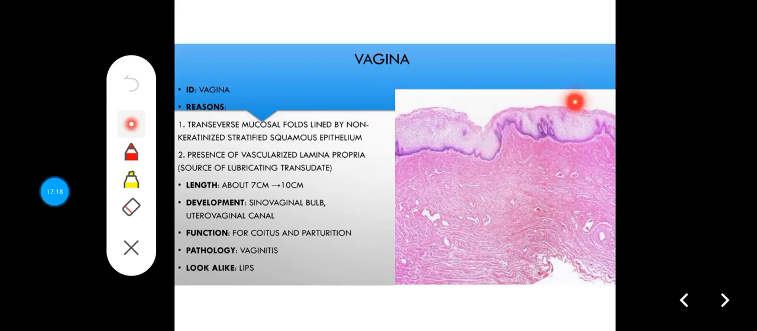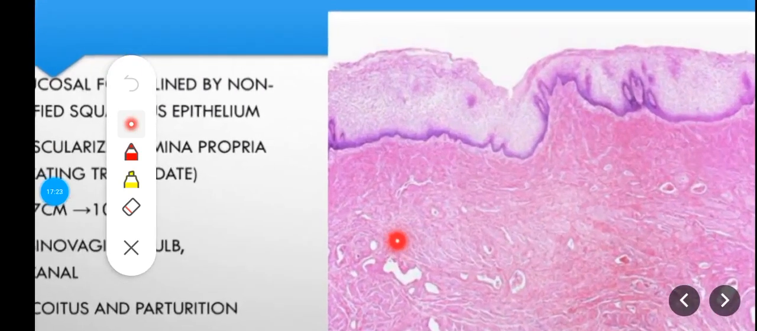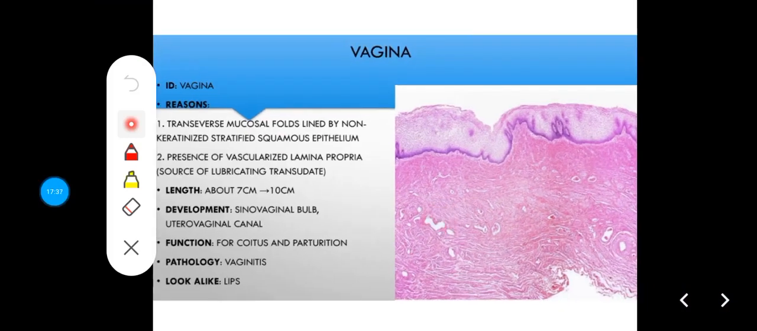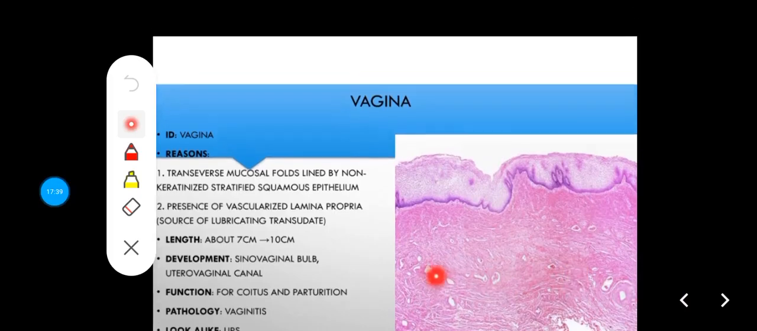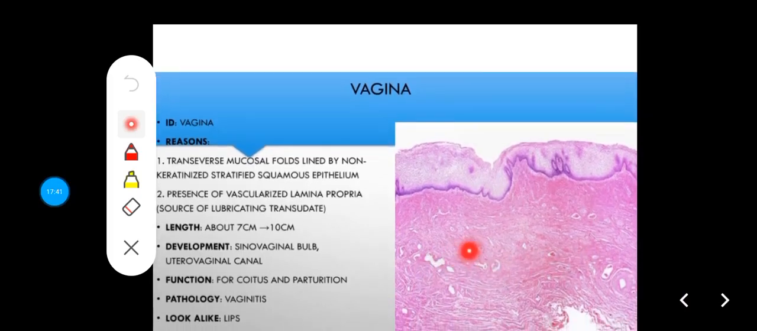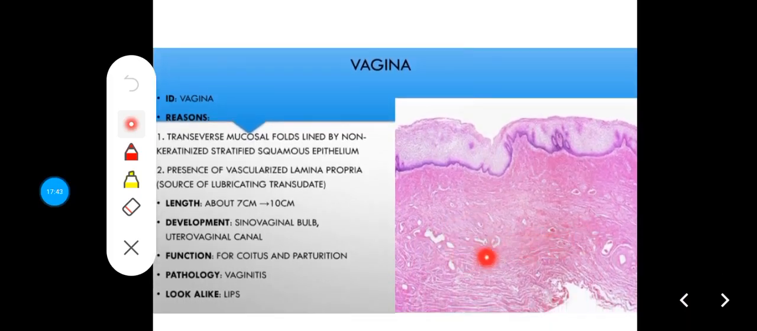Then if you look into the lamina propria, you see numerous blood vessels. So this space, this space, this space, there are numerous blood vessels within the lamina propria. Can you appreciate that? These spaces. Then deeper to the lamina propria is the muscle layer, which has an inner circular muscle layer and an outer longitudinal muscle layer. Then the outer part is lined by the adventitia. So the slide of the vagina is easy to identify.